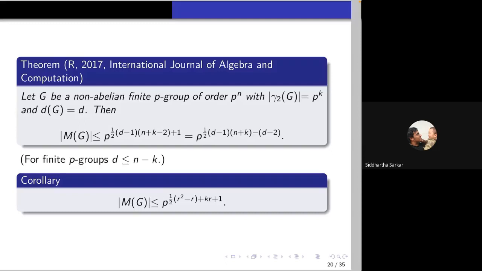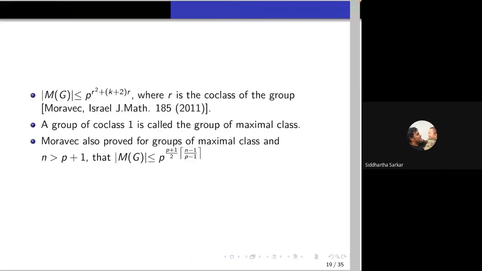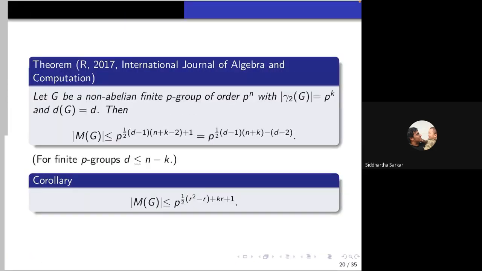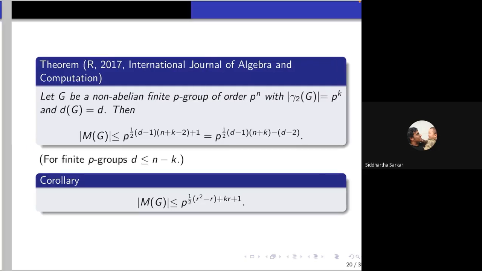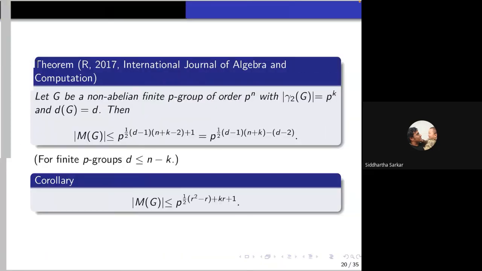As a corollary, this also improves the bound of Moravec given in terms of the co-class r. We prove that |M(G)| is less than or equal to p to the power half r squared minus r plus kr plus 1. Moravec's bound is p to the power r squared plus k plus 2 into r. So instead of r squared we have half r squared minus r, and instead of k plus 2r we have kr plus 1. In that way it improves the bound in terms of the co-class and the order of the derived subgroup.